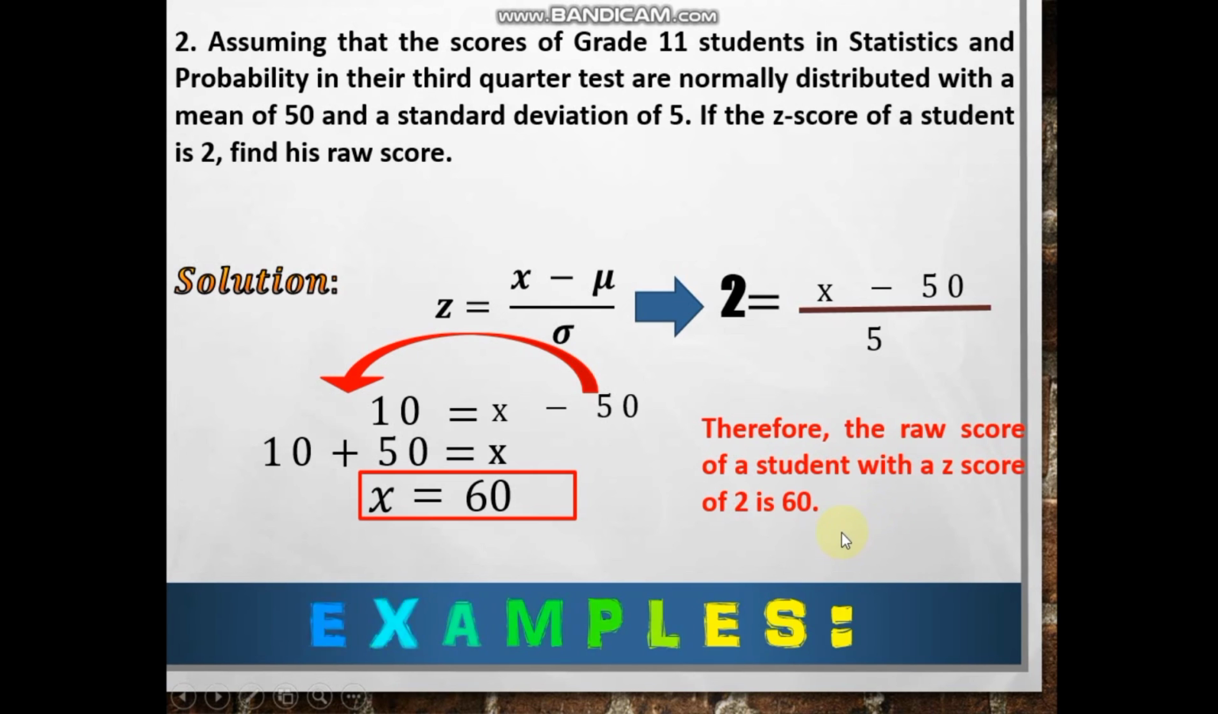Alright? So, ang ibig sabihin, kapag yung estudyante daw ay naka 60 na score at ang mean nila ay 50 with a standard deviation of 5. So, 50, 55, 60. So, that is 2 units above the mean score. 2 units away above the mean score.